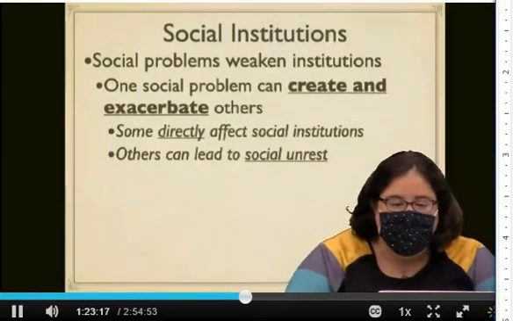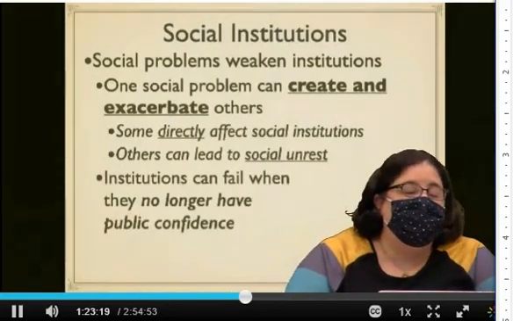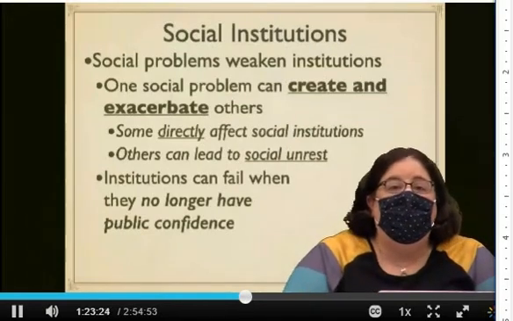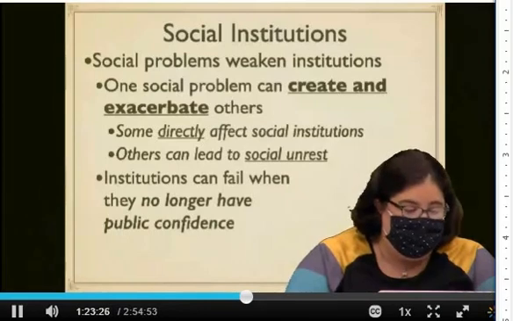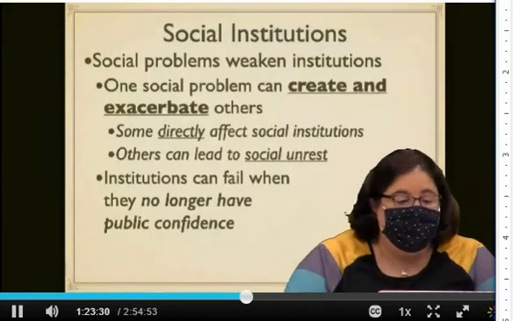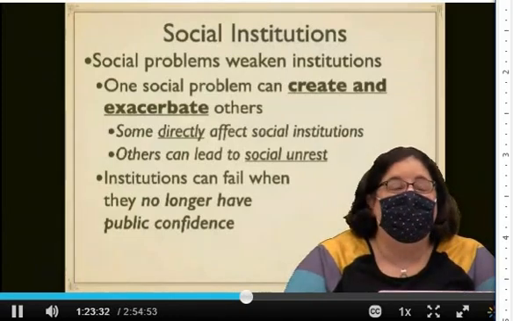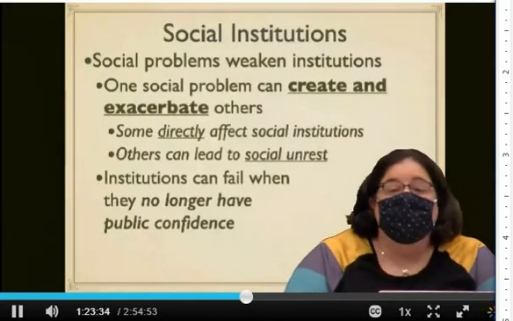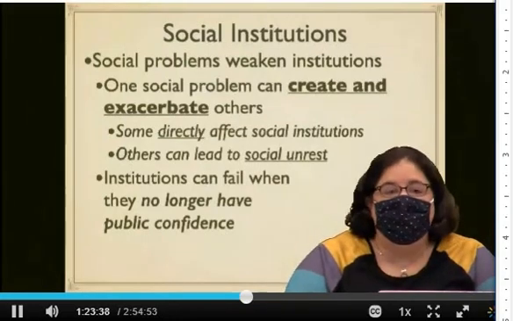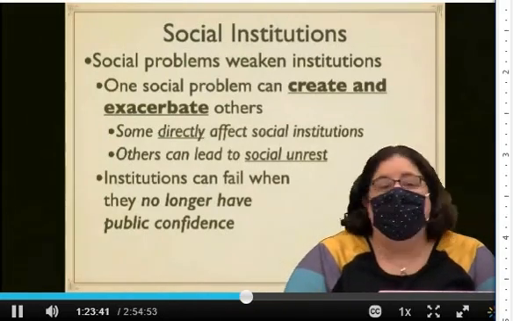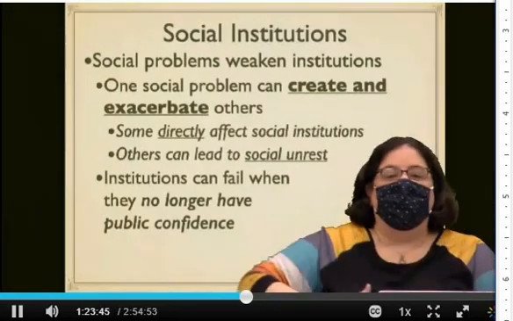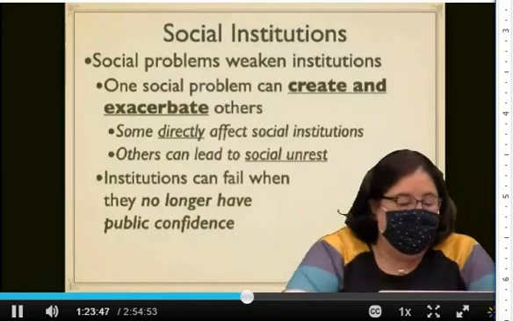And basically, social institutions end up failing, as I mentioned at the beginning, when they no longer have public confidence. When people stop trusting the institutions in society, when they stop contributing to the institutions in society, when they stop caring about the institutions in society, those institutions will fail. And then, of course, cause bigger issues.